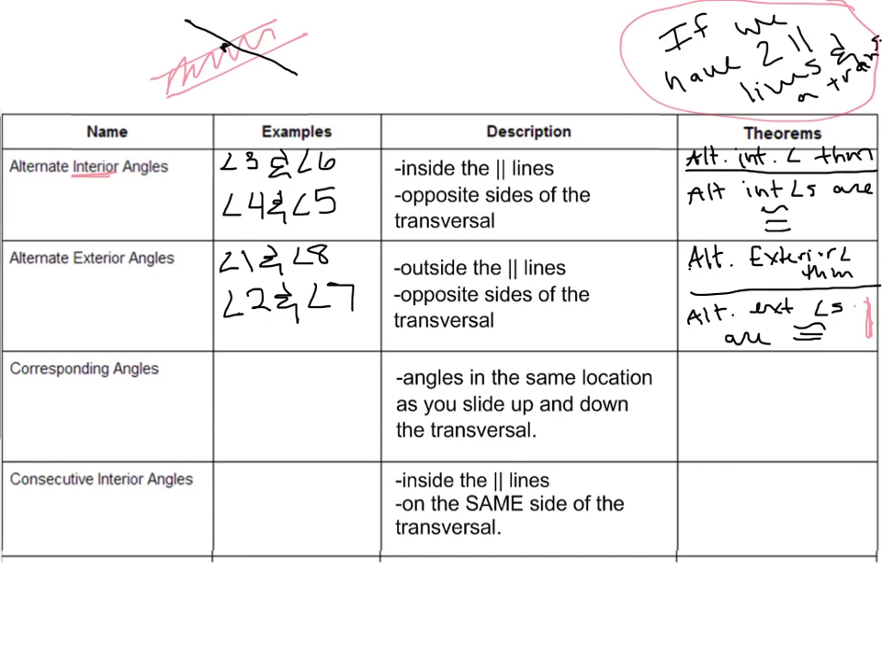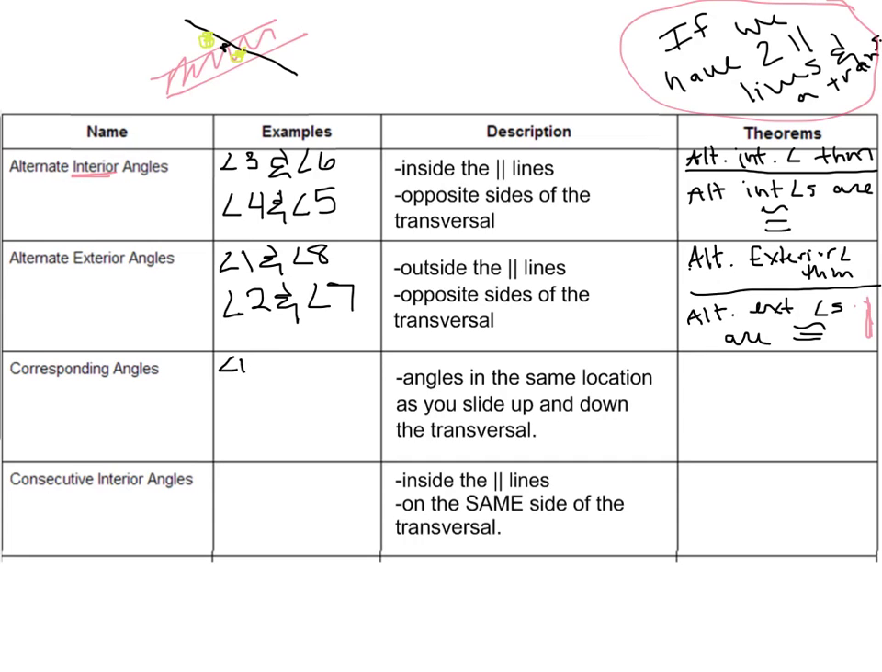Next, we've got corresponding angles. And this one is less obvious as far as the name goes, but they're very important. They come up all the time. And they're angles always in the same location as you slide up and down the transversal. So if I'm looking at my example here, let's see if I can pick like a bright yellow color here. If I take this angle right here, and I slide that angle down, it's going to correspond to this angle right here.